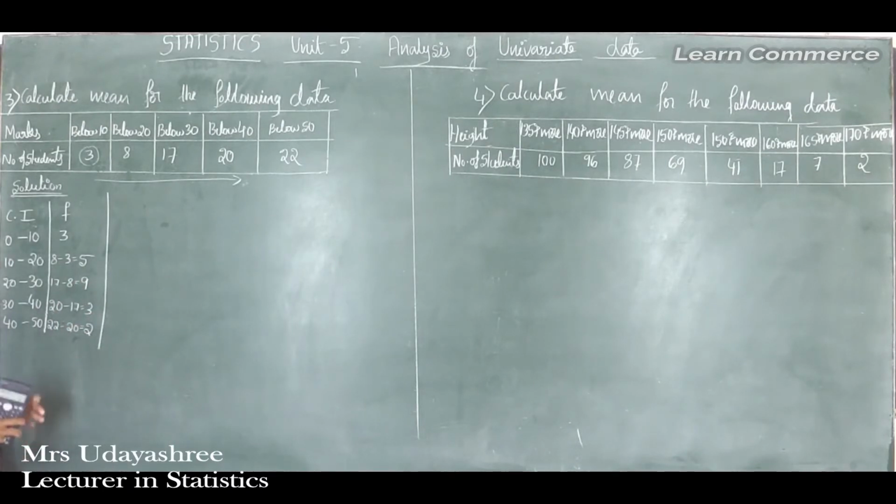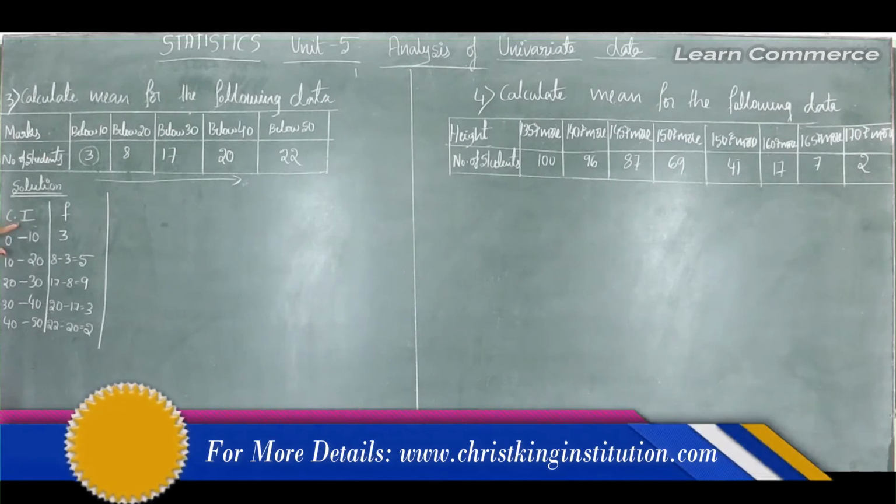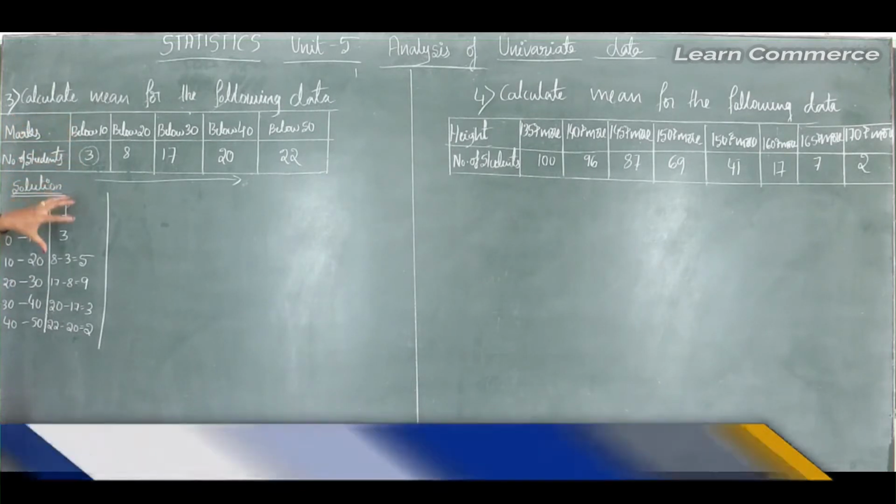See, now it is continuous data. Here we got class intervals along with frequency. Now we can calculate the mean for this data.